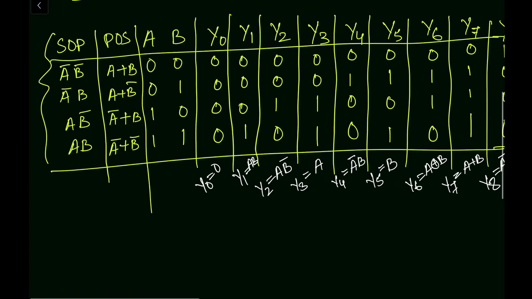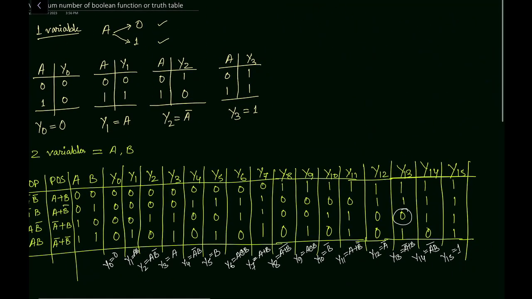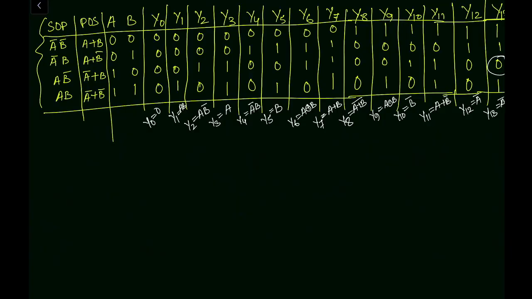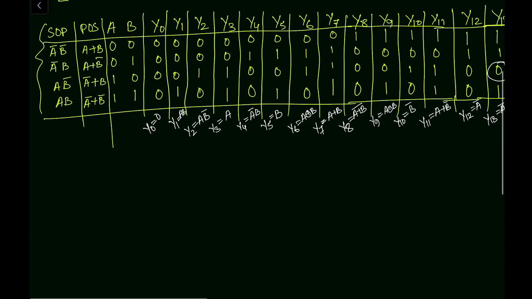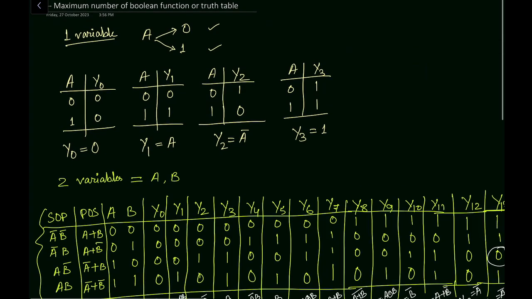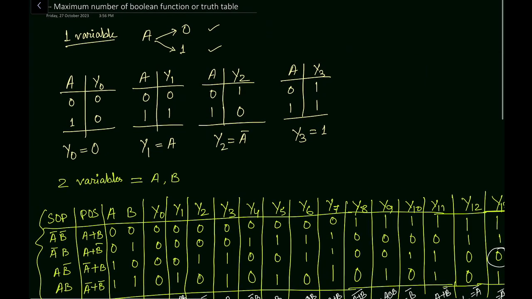Now we have seen two different cases, that is a single variable as well as two variables. So from here we can derive a formula for the maximum number of Boolean expressions or truth tables implemented using n number of variables, which is equal to 2 to the power 2 to the power n. Because you can see for two variables how many outputs are there? We are having 16 functions. For one variable, what do we have? We are having 4 output functions.